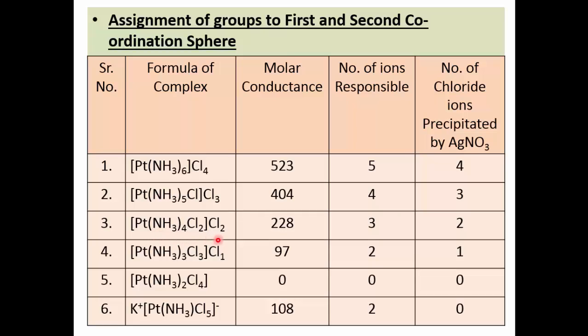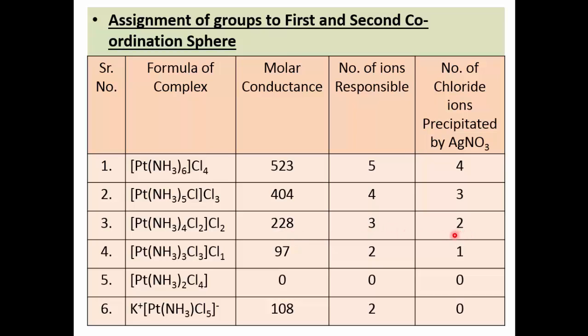Next one, again one more chloride ion jumps into this square bracket and loses its ionizable property. To this platinum 4 ammonia and 2 chloride ions are attached. On this square bracket there is +2 charge. How? 0 from ammonia, -2 from chloride, +4 from platinum, total becomes +2. One cation and 2 chloride ions are present. That means totally 3 ions are present in this complex compound, which is proved with the help of molar conductance value 228.